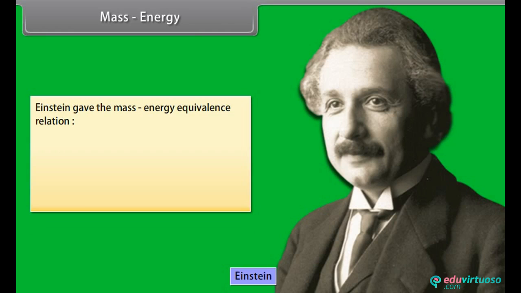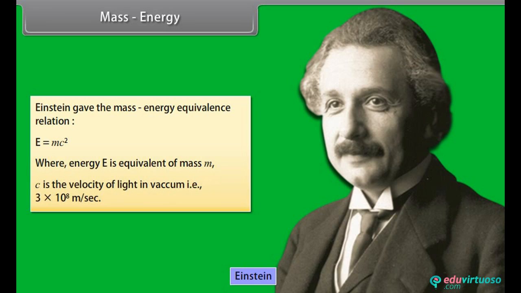Mass energy. Einstein gave the mass-energy equivalence relation: E is equal to mc squared, where energy E is equivalent of mass m. c is the velocity of light in vacuum, that is 3 into 10 raised to the power 8 meter per second.